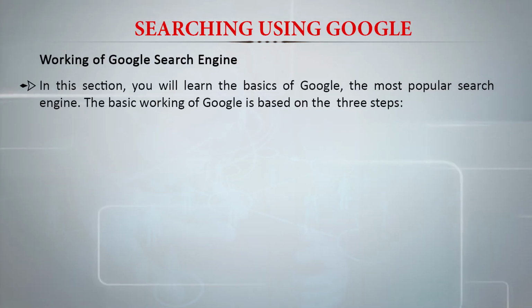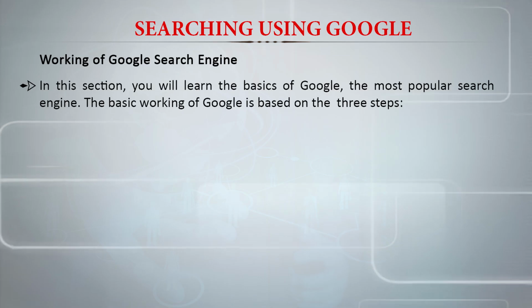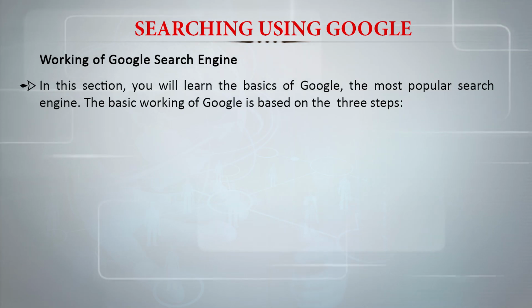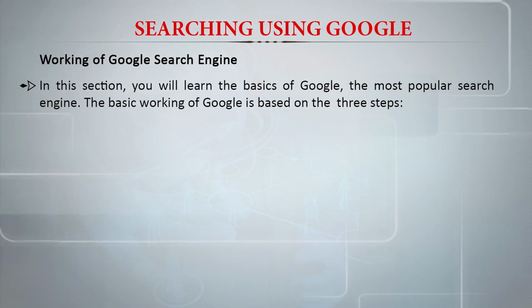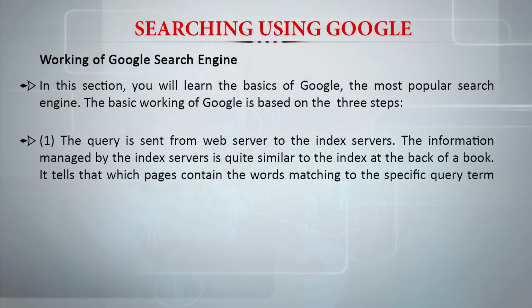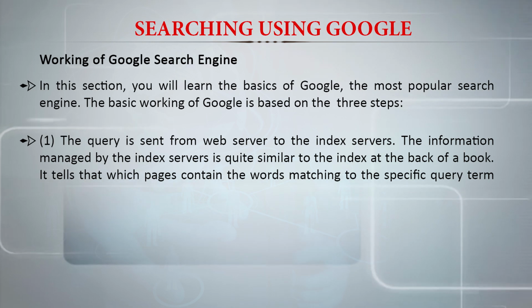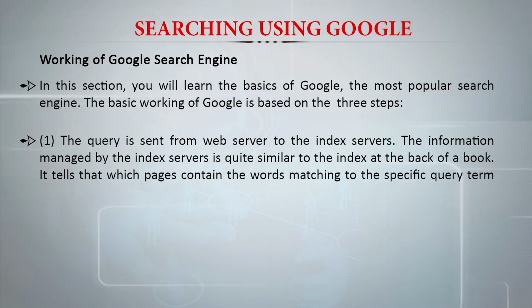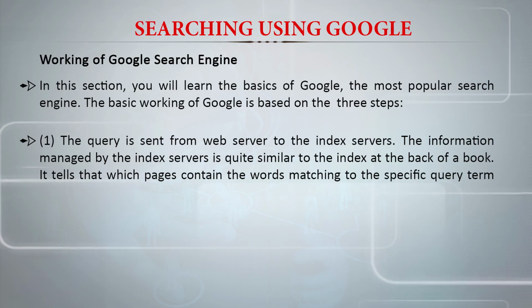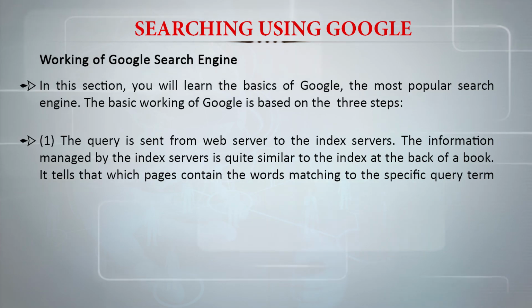Now let us see the working of the Google search engine. Let us learn the basics of Google, which is the most popular search engine. The basic working of Google is based on 3 steps. The query is sent from the web server to the index servers. The information managed by index servers is quite similar to the index at the back of a book, and it tells which pages contain the words matching the specific query term. So, this is very important. Here the word index has been used again.